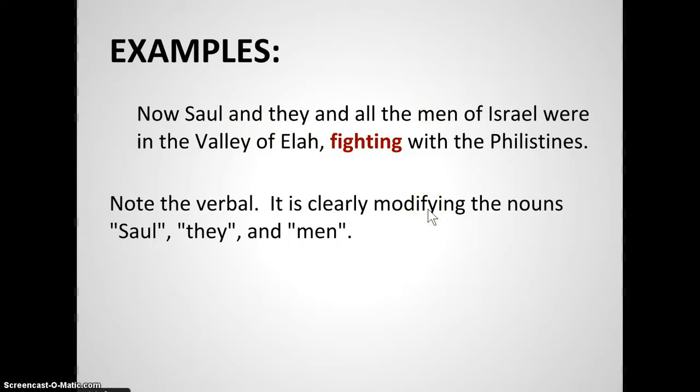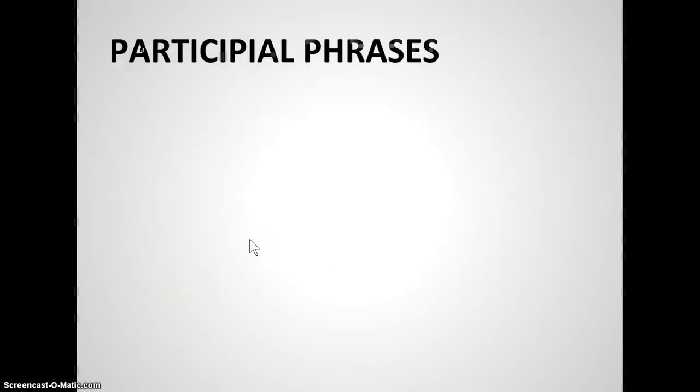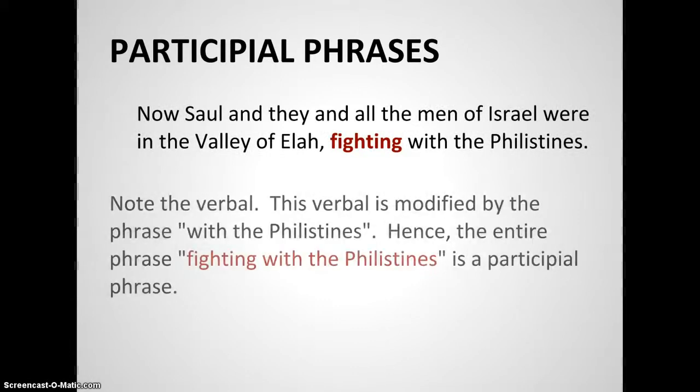So we see the verbal. We're clued off to the fact that this is a verbal by the ing at the end of this word. We notice that it's modifying. It's telling us more about Saul, they, and men. These are all nouns. And therefore, fighting is a verbal adjective or a participle. Now, participles don't have to stand alone. Participles can be part of a phrase.